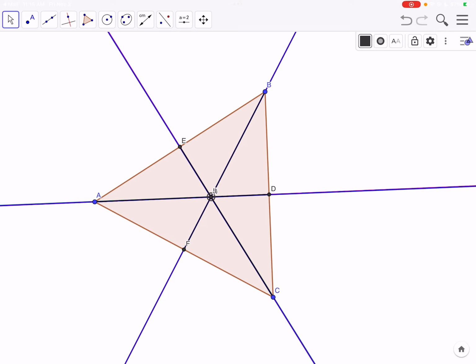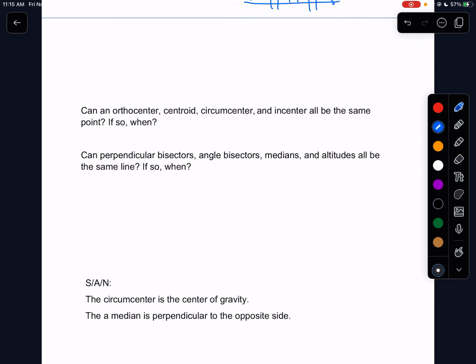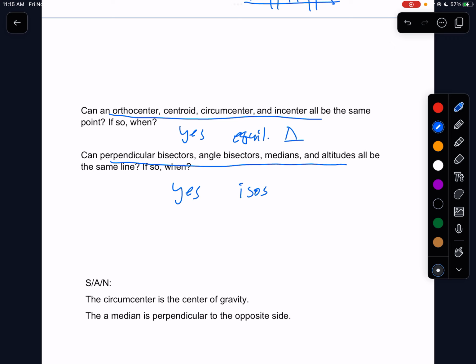Right now, the circumcenter is the center of gravity because it's the same spot as the centroid. So you're going to have to remember things like this to do the problems that we're doing. In this situation, can these 4 points be the same point? Yes, when it is an equilateral triangle. Can all these segments be the same segments? Yes, when it is an isosceles triangle.